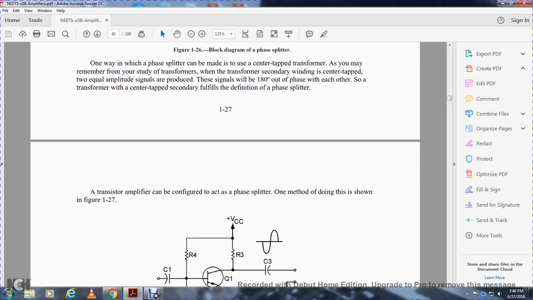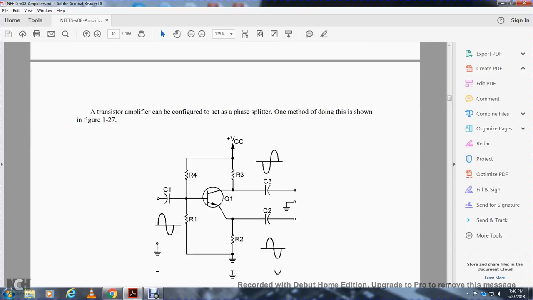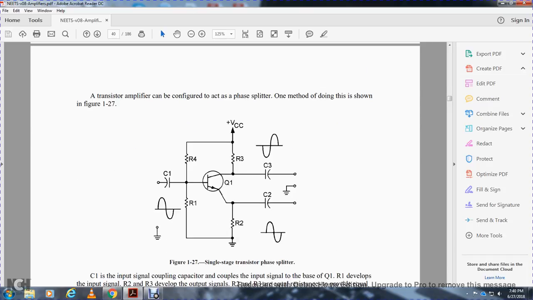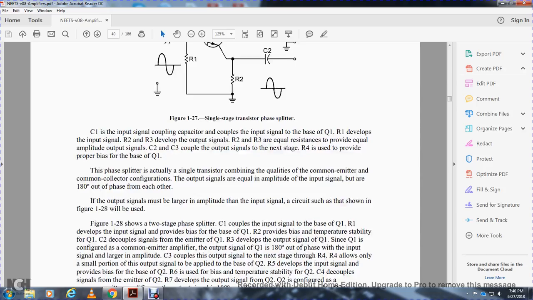Transistor amplifier configuration acts as a phase splitter. One method of doing so is by voltage collector current, the capacitor 1 input signal, the transistor is basically surrounded by resistors 2, 3, 4, and 5. And the source and the capacitors 2 and 3 are your phase splitters.